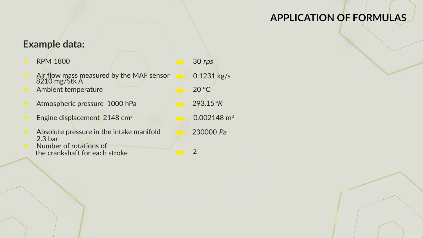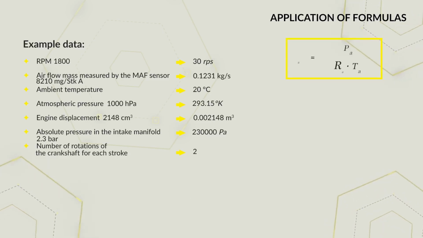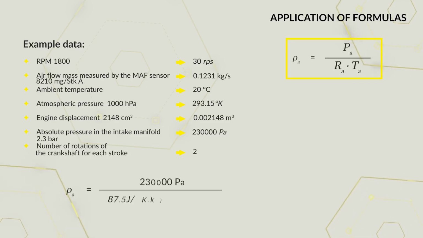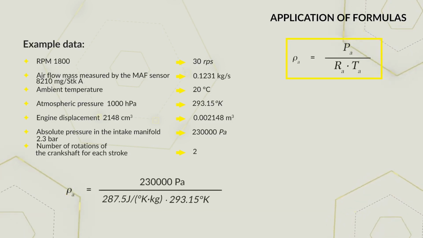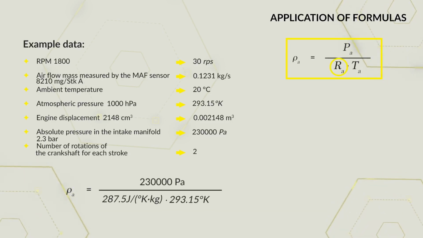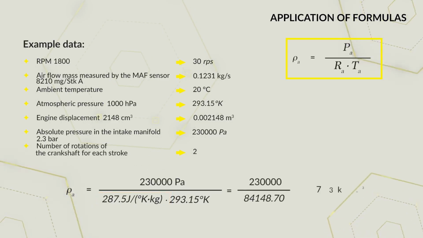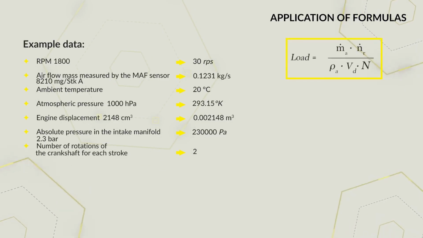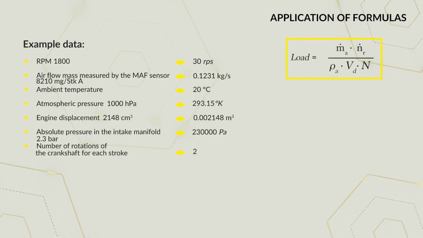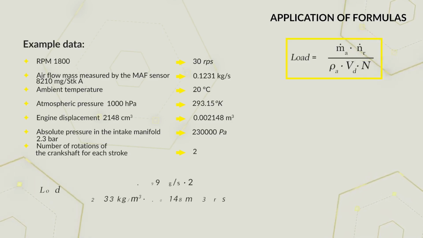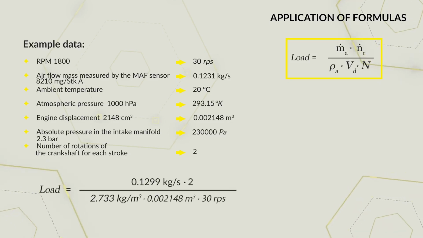Now we finally have all the data converted to be able to apply our formulas correctly. Let's start with the calculation of the air density. Remember that the RA is the ideal gas constant, valid for clean air entering the intake manifold, and is 287.05 joules in degrees Kelvin per kilogram. And now, let's calculate the engine load, which defines how much work the engine is doing under the conditions described above.